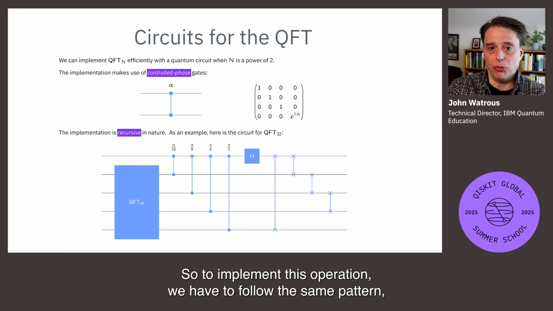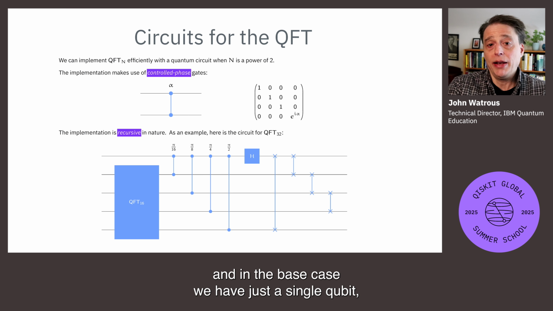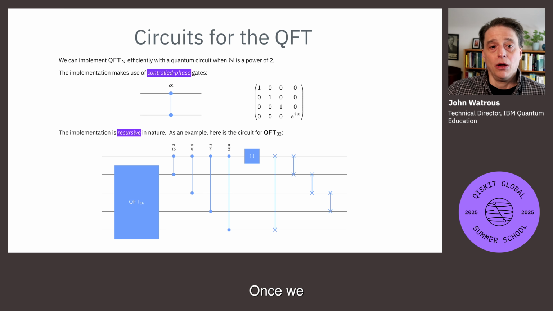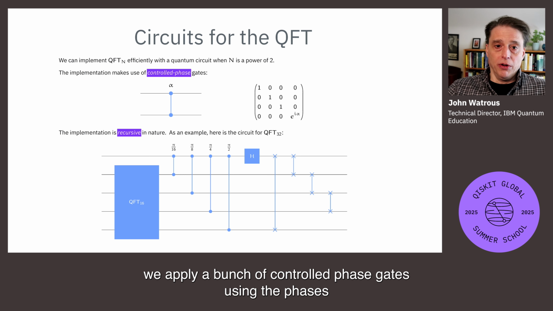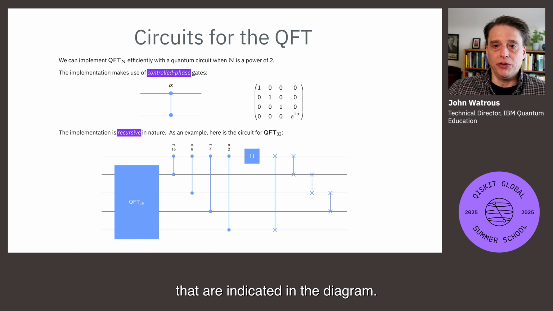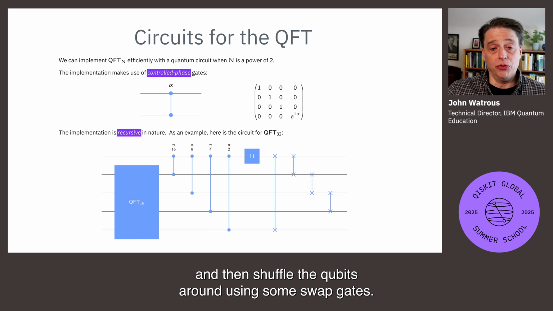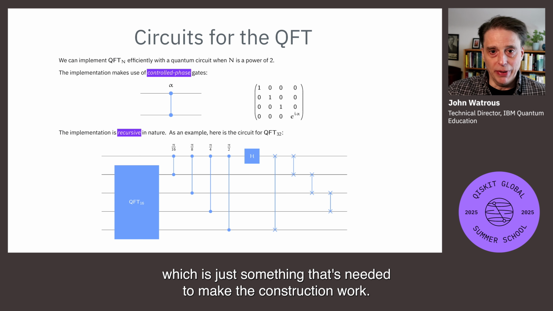So to implement this operation, we have to follow the same pattern, but for one fewer qubit. And in the base case, we have just a single qubit, for which the quantum Fourier transform is just a Hadamard gate. Once we apply the QFT on all of the qubits except for the top one, we apply a bunch of controlled phase gates using the phases that are indicated in the diagram. We then apply a Hadamard gate to the top qubit and then shuffle the qubits around using some swap gates. The swap gates have the effect of cyclically permuting the qubits, which is just something that's needed to make the construction work.